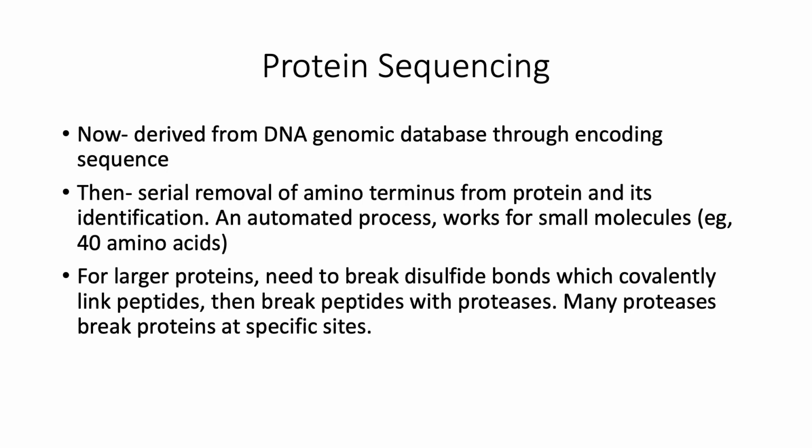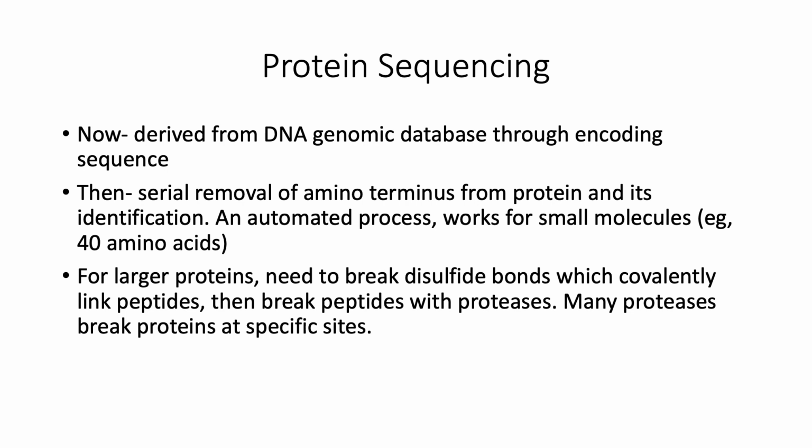If you had larger proteins, you'd have to break the disulfide bonds, and those would be the molecule cysteine, involving elimination, and an ester formed with the terminal sulfide linkages. Then you would break those peptides with proteases, and these proteases are specific to certain sites, and we'll be showing those shortly. So today we can use the DNA genomic database and then get the protein sequence through that.